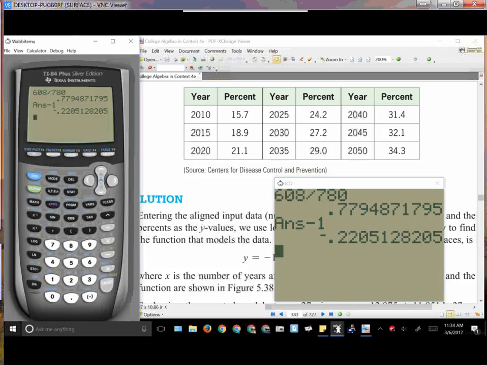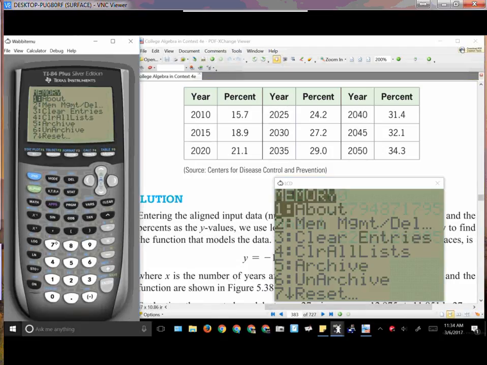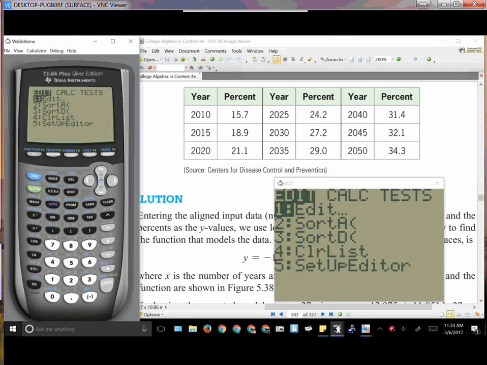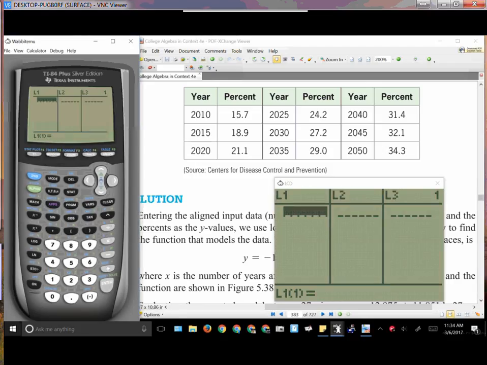And again, resetting the calculator is usually the quickest way of doing it. So I want to put the data in here. Should I put 2010 in here? Would it be better off using 2000 as my starting point and then putting it in as 10, 15, 20, 25, 30, 35, 40, 45, and 50? Would that be a better way of dealing with things? So we got percentage. We got 15.7.